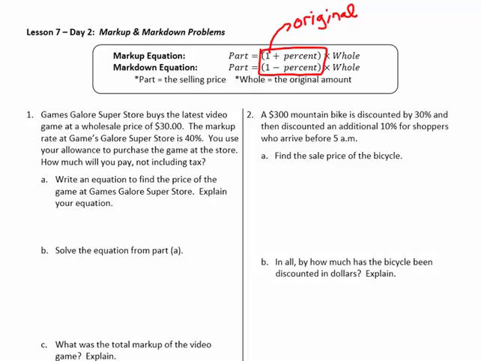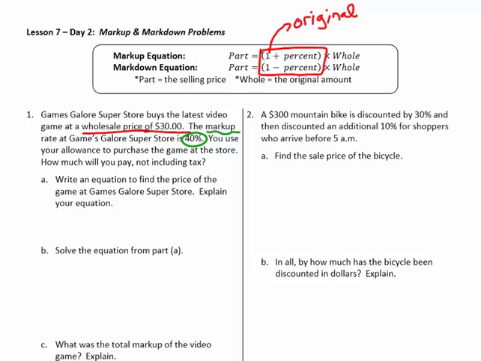It says Games Galore Superstore buys the latest video game at a wholesale price of $30. So this wholesale is your whole. That's the original. The markup rate is 40%. So it says mark up 40%. You use your allowance to purchase the game at the store. How much will you pay, not including tax? We'll bring up tax in a minute.